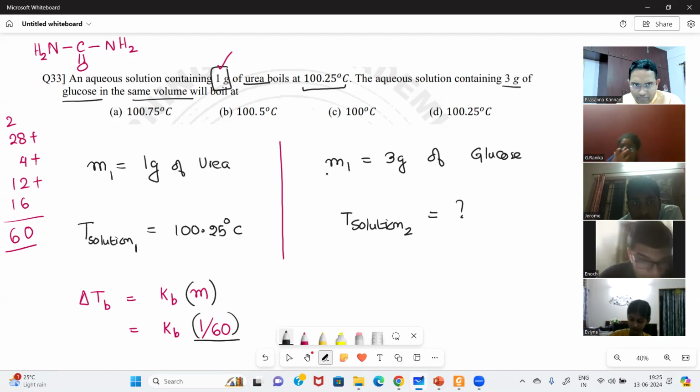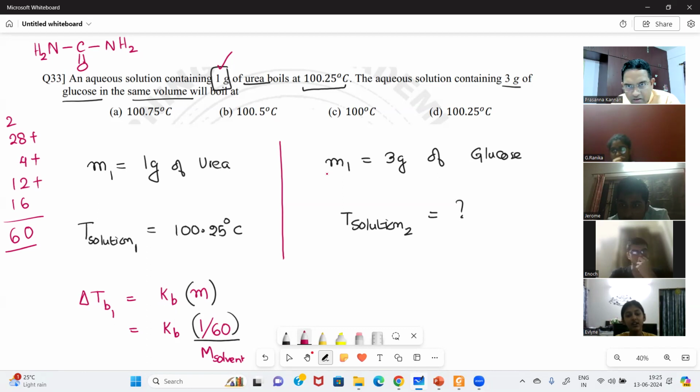And delta Tb is equal to 100.25. Let's take the mass of solvent to be M solvent, same. So you can see that the molality is now only depending on the number of moles, that's all, right? So it is 1 by 60 in the first case.